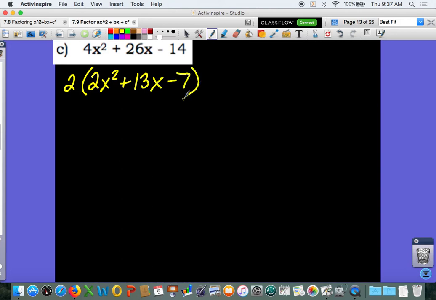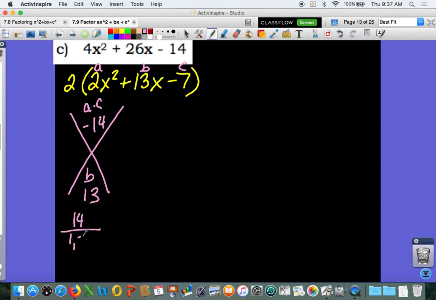Now, I'm not using my original trinomial. I'm using my new trinomial for my x. So, A, B, and C. 2 times negative 7, A times C is negative 14, and my B is 13. Factors of 14, 1 and 14, and 2 and 7. My signs, again, 1 of each. My smaller number is going to be negative. So negative 1 plus 14 gives me 13. So 14 and negative 1.